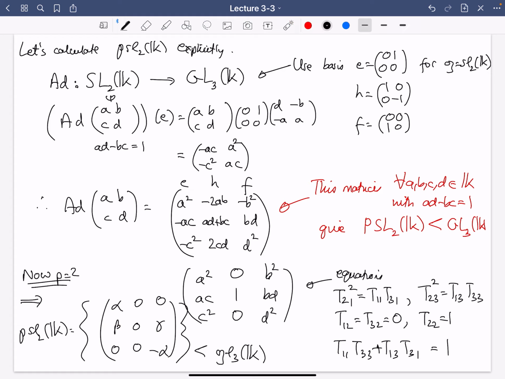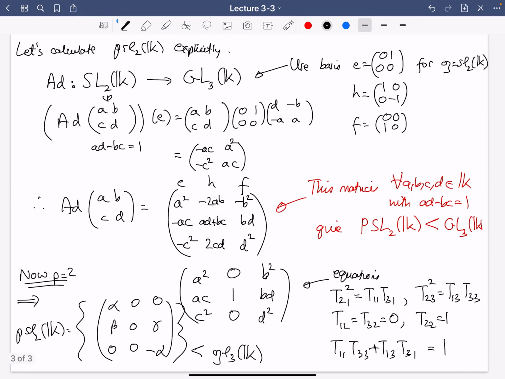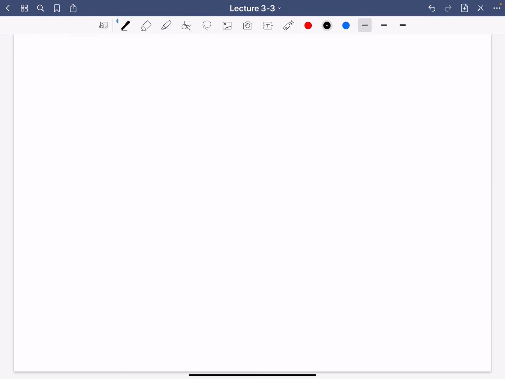Okay, so enough calculating with matrices. It's kind of dumb, but it's a good example to see what goes wrong when you're in positive characteristic. So for the remainder of, in fact, the entire course, I'm going to work in characteristic 0 only.